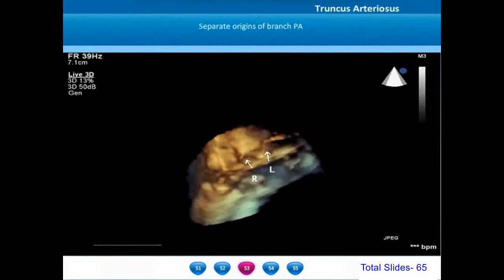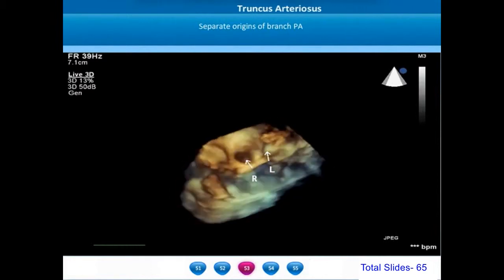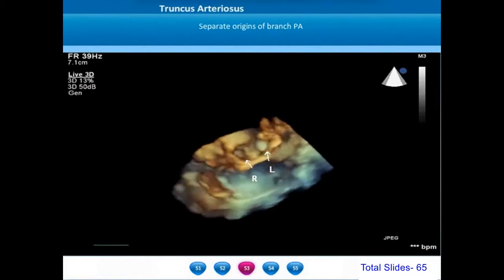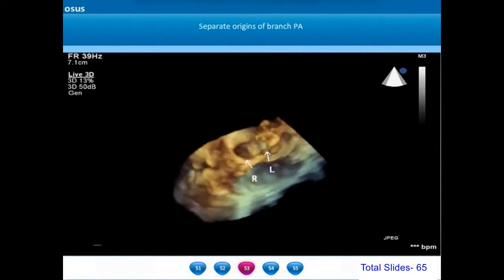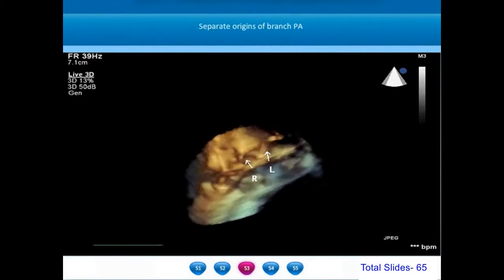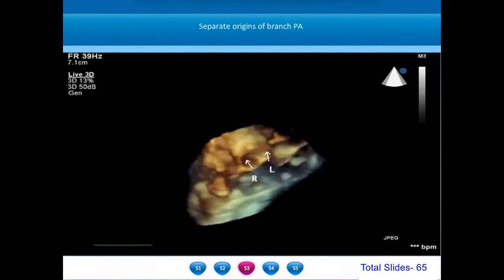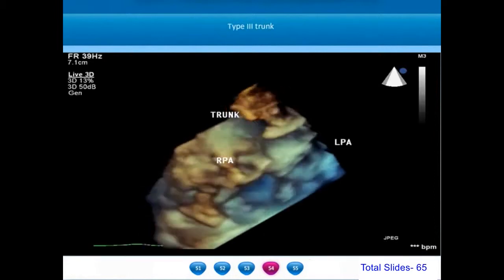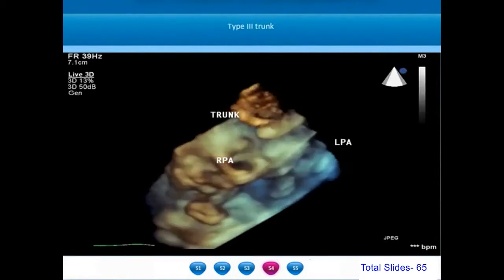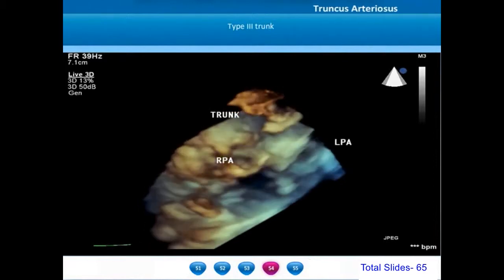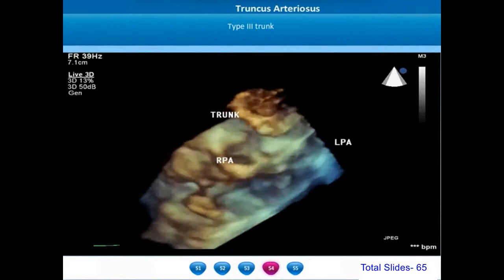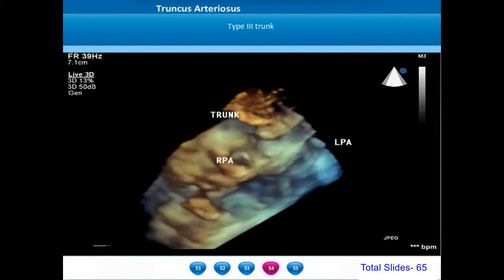In this cropped three-dimensional echocardiogram, we can notice the right and the left pulmonary artery arising quite separately from each other. This will represent a type 3 truncus arteriosus. Collett and Edwards type 2 and type 3 truncus arteriosus are included in Van Praag's classification under one common head as A2.